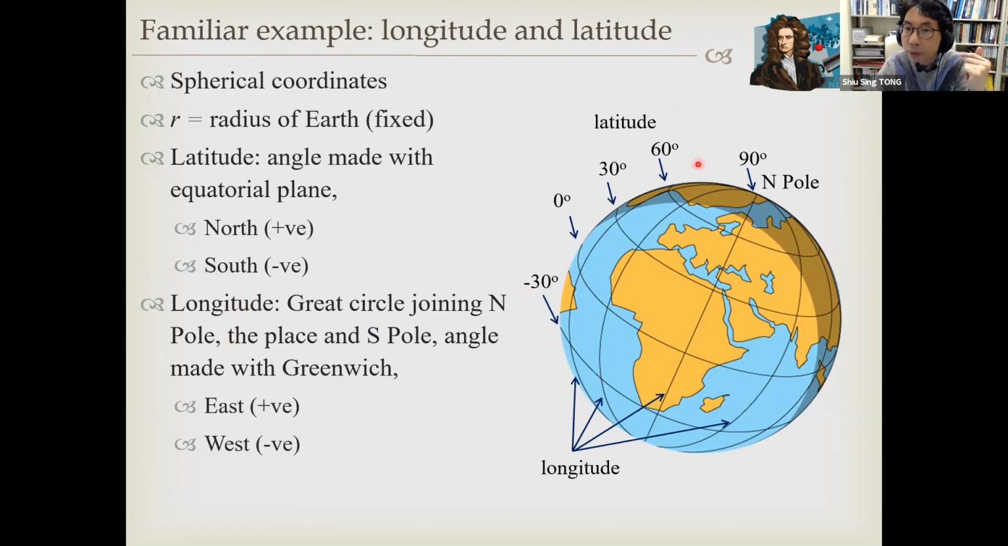So the longitude is a great circle joining the North Pole, the South Pole, and that place. And the longitude is defined as the angle between this great circle and another great circle that joins the North Pole, South Pole, and Greenwich. So by definition, Greenwich has a zero degree longitude. A place that is east of Greenwich is defined to have a positive longitude, while a place that is west of Greenwich is defined to have a negative longitude. Okay, so that's how we define latitude and longitude.